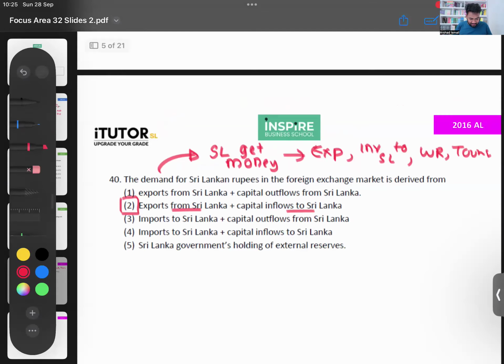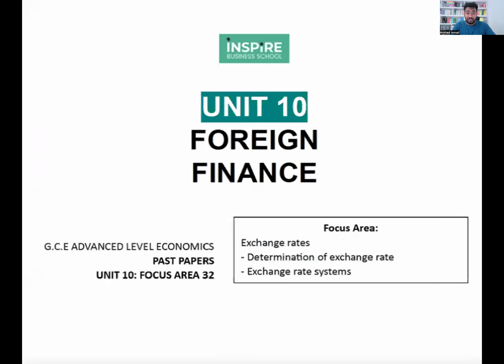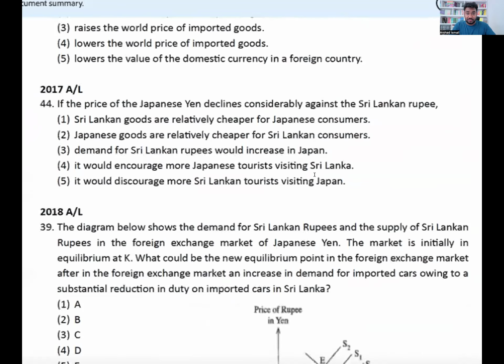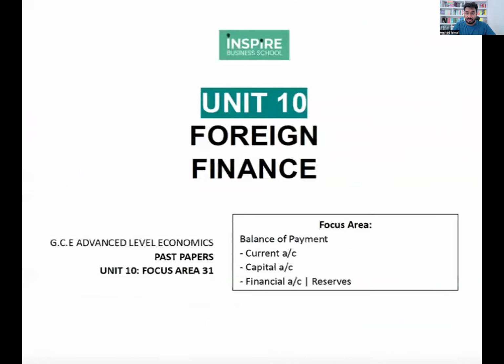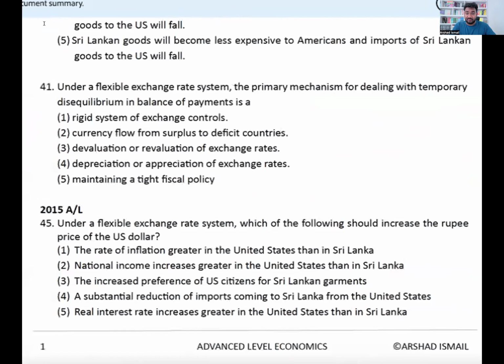Sorry, I think I've missed a question. Some of you told me. Sorry, I think I've not put that question here. Let me go back to my slides. 2015, I missed a question. Capital inflows is, for example, foreign investments and all of that. Sorry, I've missed this question.